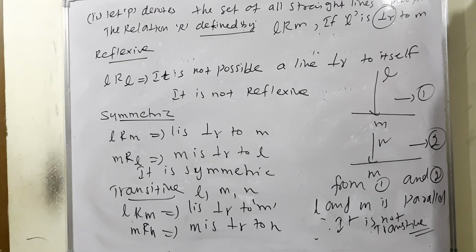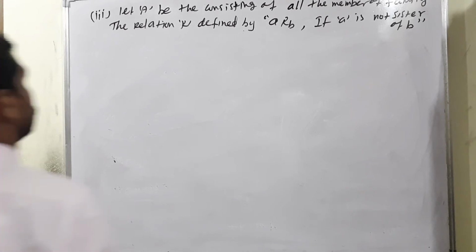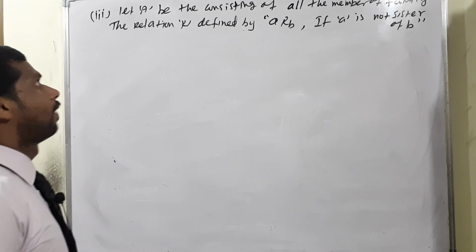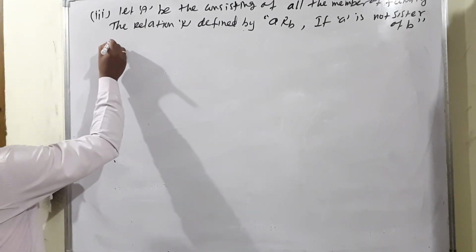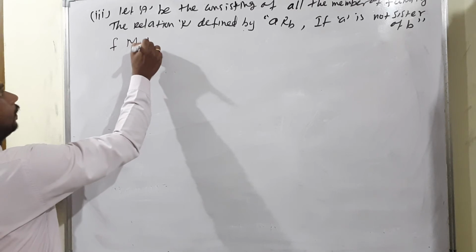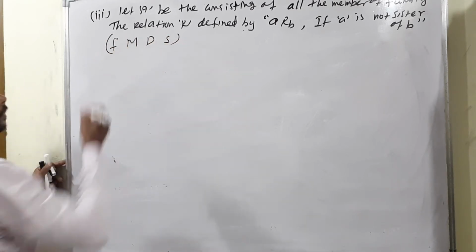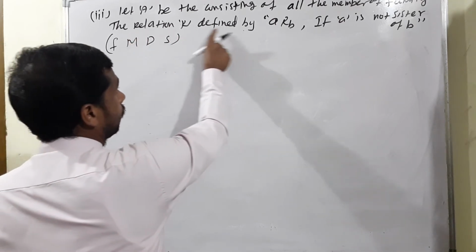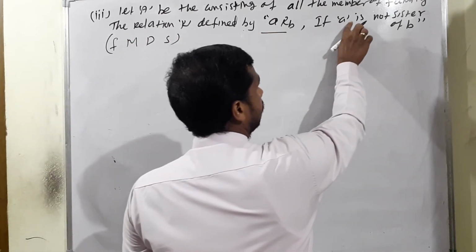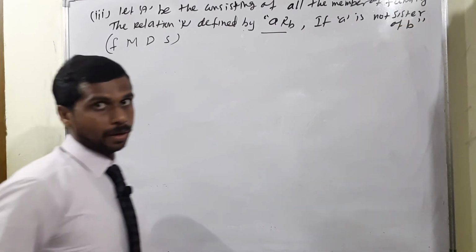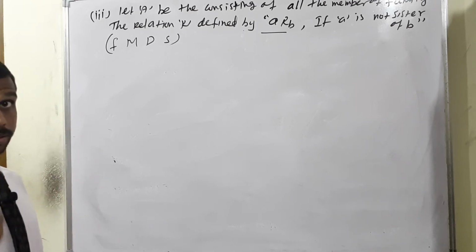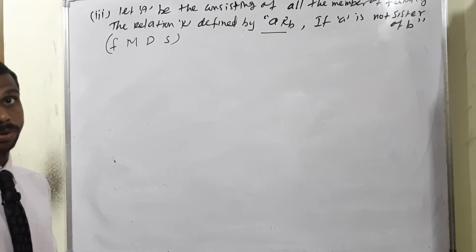Okay, I will continue with subdivision third. Subdivision third condition: let A consist of all the members of a family. All the members of a family means consider father, mother, daughter and son. Now the relation is defined by A related to B if A is not a sister of B. Keep the condition "not" in your mind. It's not a question that A is a sister of B; actually, A is not a sister of B.